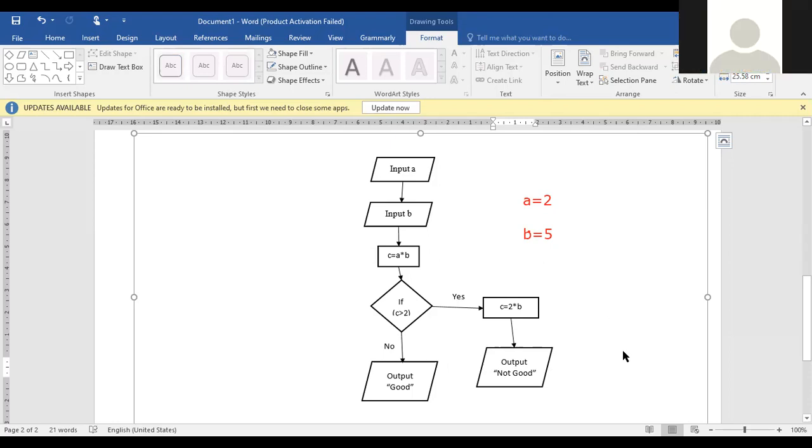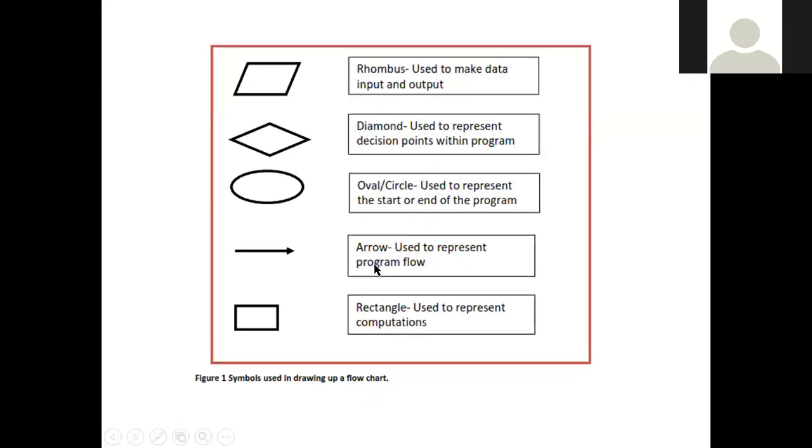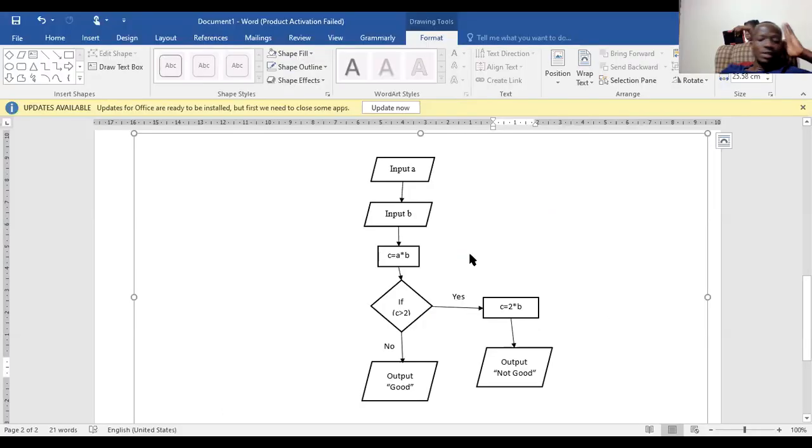It will be A times B. Watch the flow. The arrows, let's go back here. Watch it. The arrow is used to represent the program flow, the flow of instruction. Are you okay? Let's go back to the flowcharts we have just drawn. Look at the flow. What would be the final result by running this?